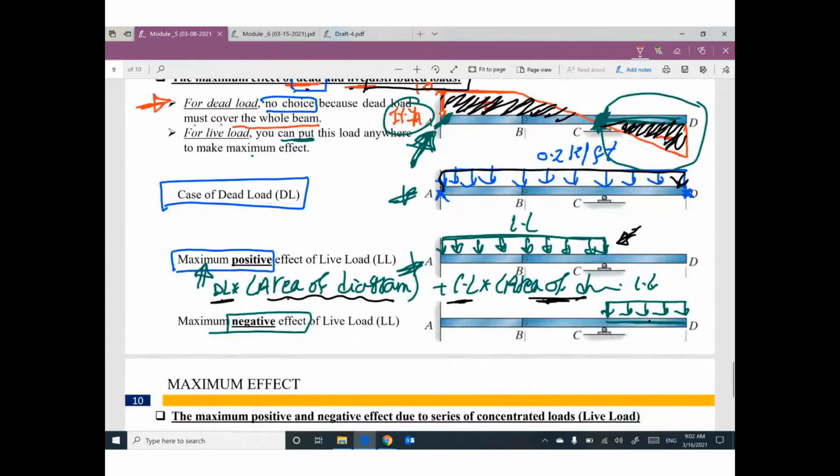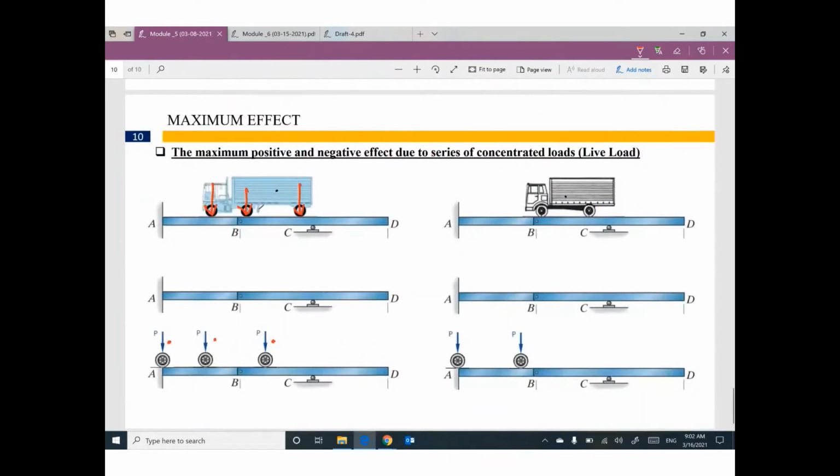By the way, live load as a distributed load looks like people crossing the bridge. Sometimes we have a pedestrian bridge. So if you have a uniformly distributed load called live load, we have people crossing the bridge, and the live load in this case will be distributed. That makes sense. But if you have a truck crossing the bridge, the live load will be represented by a series of concentrated loads. And this is the case for next meeting.